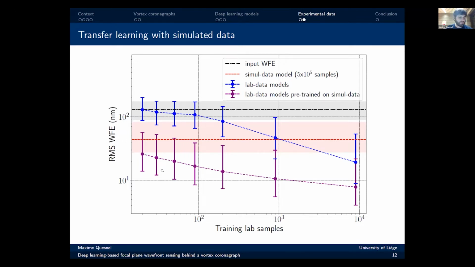So it was a few experiments. Sure, I'm almost done. It was just an illustration to show that we can benefit from simulation and use some kind of transfer learning approach by doing a two-step training, if you want.